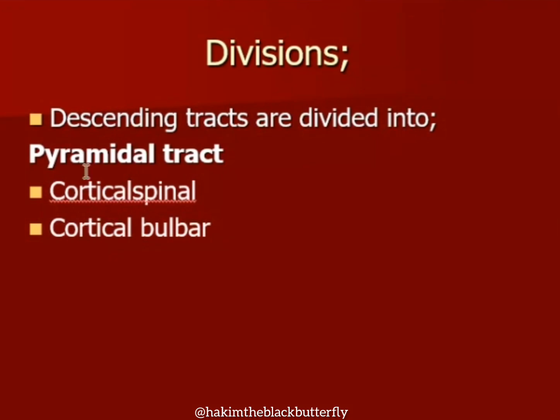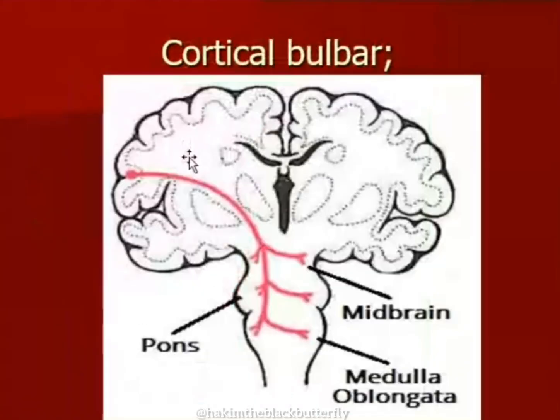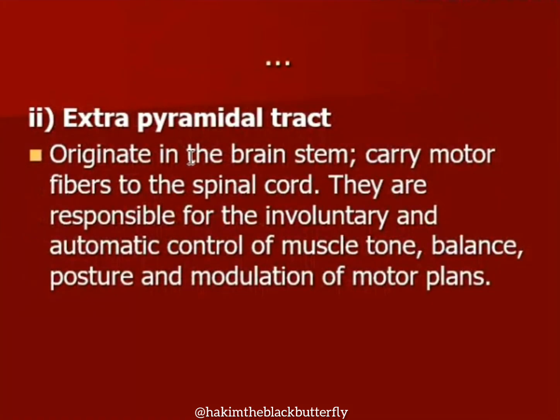So the pyramidal tract is one of the major divisions of the descending tract. The other division of the descending tract is what we call the extrapyramidal tract. These ones, number one, they do not pass through the pyramids. That's why they call them extrapyramidal tract.